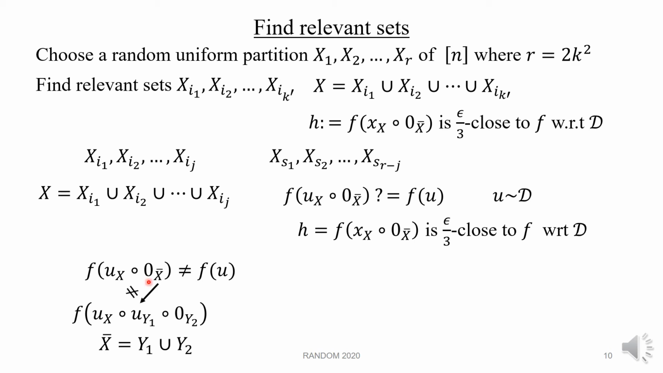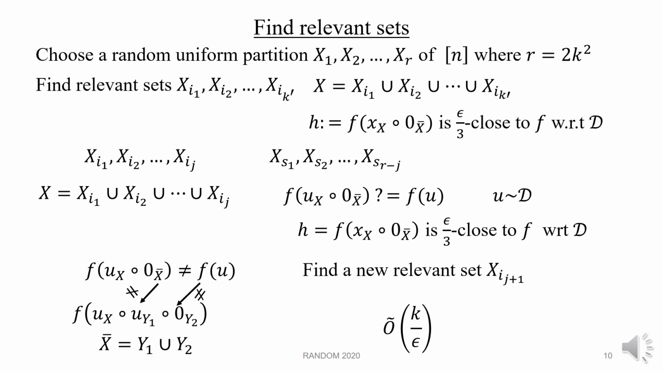If those two are not equal, then we recursively do the search in the sets in Y1. And if those two are not equal, then in Y2. This search ends up with a new relevant set. If we find more than k relevant sets, then we reject. Now, the query complexity is O tilde of k over epsilon.